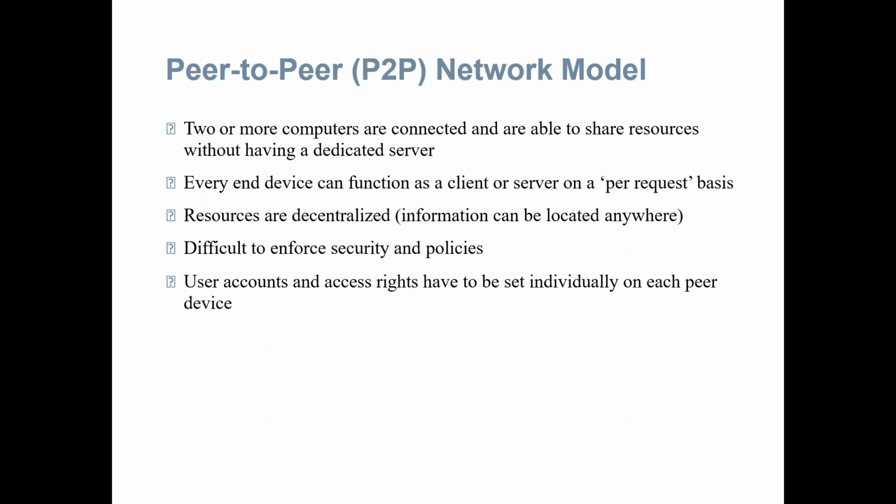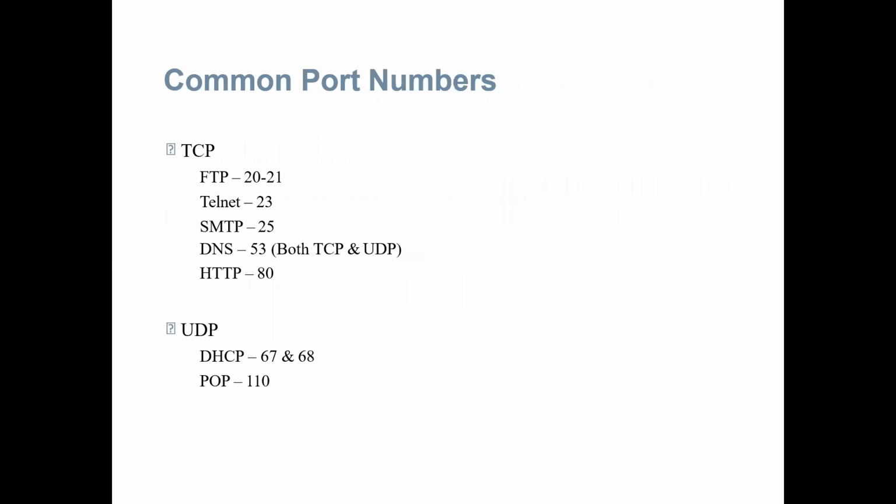In case of the peer-to-peer network model, two or more computers are connected and are able to share resources without having a dedicated server, right? In case of a client server network, there are some clients and there is some dedicated server, but in case of a peer-to-peer network, every end device can function as a client or server on a peer per request basis. As per requirement, they act as a client, or sometimes they act as a server, right? These are the common port numbers which are used to exchange the data.